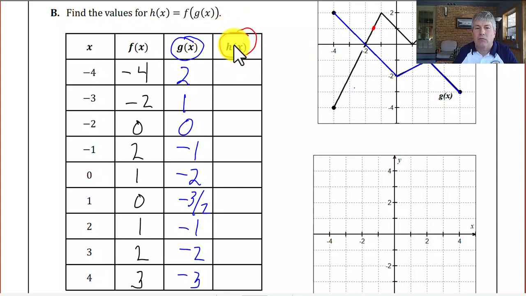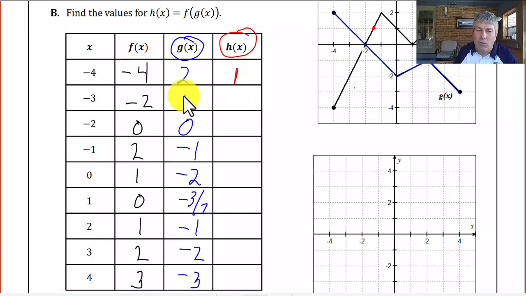Now h of x, which I'll do in red, is a little bit sneakier. That's the composition of f of g of x. So let's take a look. When g of x outputs 2, that becomes my input for f to create h of x. So this 2 here is my output of g of x, which now is my input for f of x. So now that I have to input 2, which creates an output of 1. So h of x, my first value here, is 1.